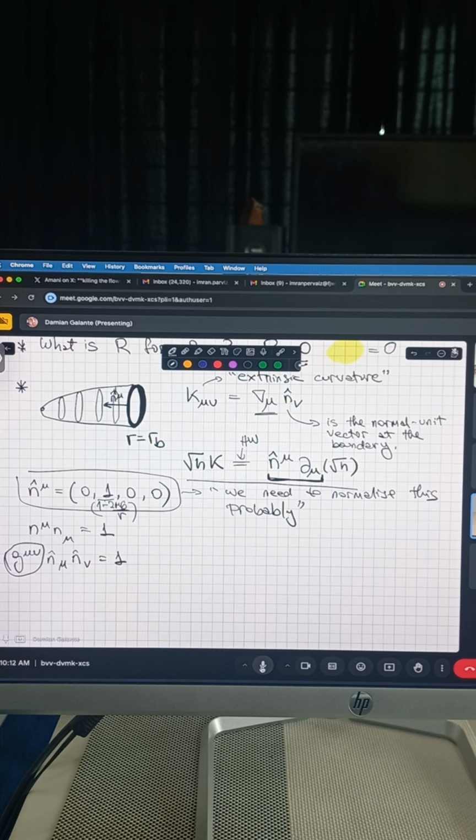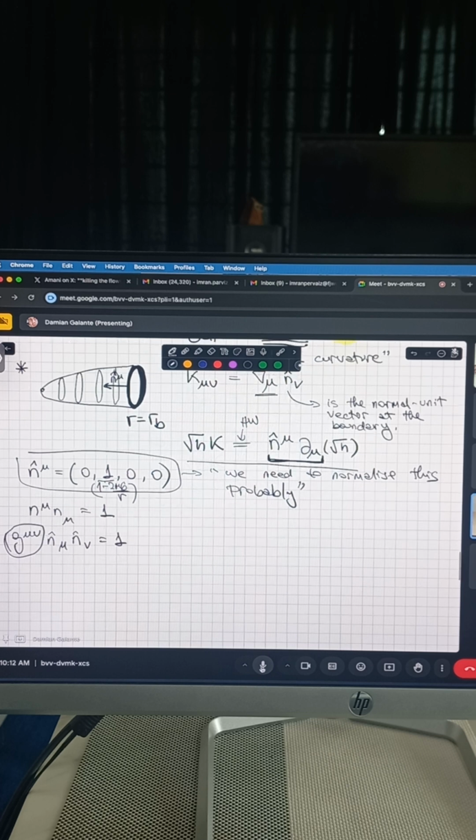Okay, so let me tell you directly the result because if not, we will never make it. The claim is that root h k for the black hole at r equals r_b is equal to 2 r_b minus 3m.